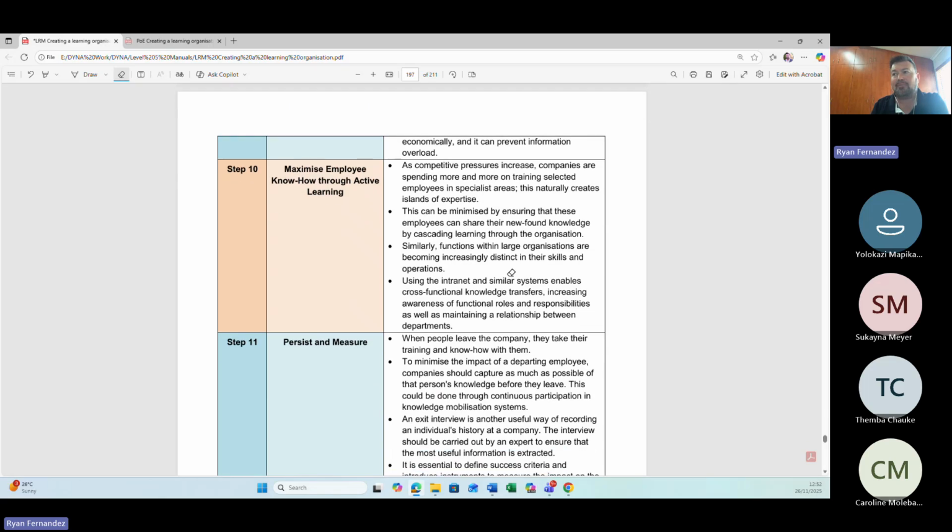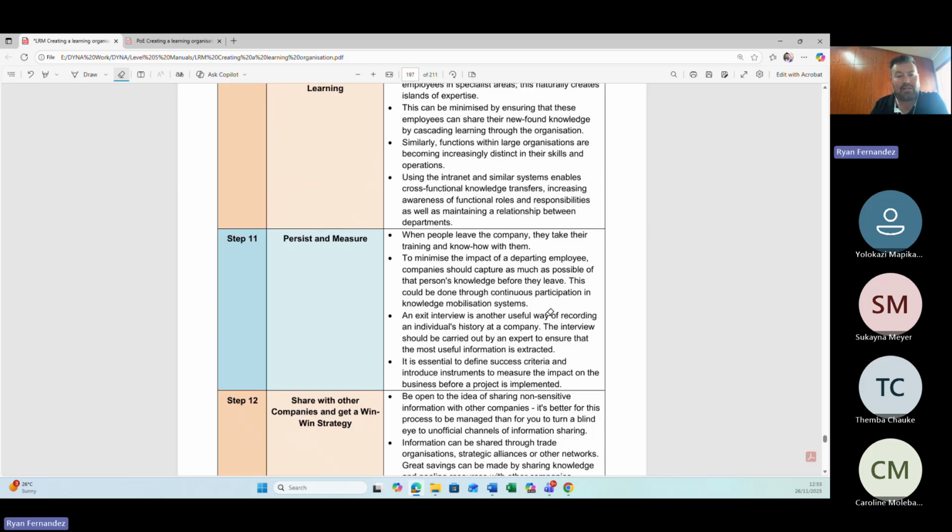Then we need to maximize employee know-how through active learning. So we need to train people on how to share knowledge. We need to train people on how to use the technology. We need to train people on how to problem solve. We need to also be training people, teaching people, making sure that there are workshops on how to learn effectively. So maximize employee know-how through active learning.